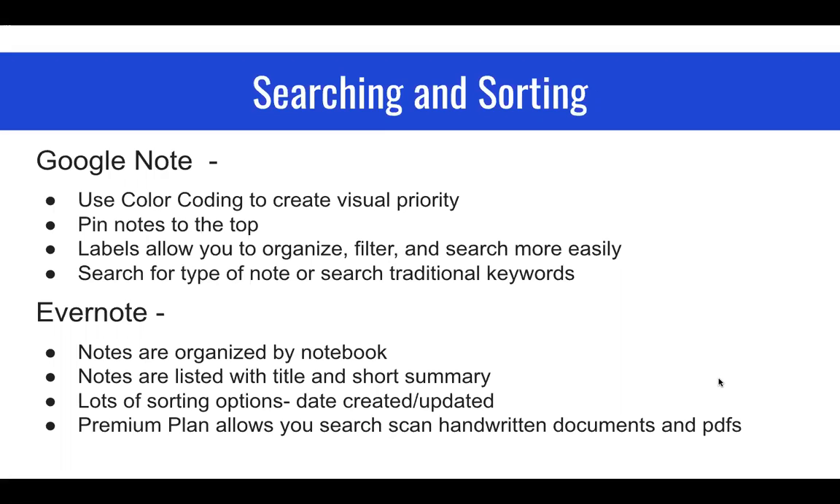In Evernote, notes are organized by notebook, so you can place them in a specific notebook. They're also listed with title and a short summary, so you can search on title. And there are lots of sorting options, date created, date updated. And if you buy the premium plan, you can also search scanned handwritten documents in PDFs, which is sort of cool.